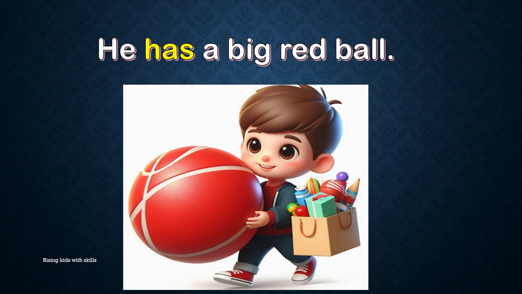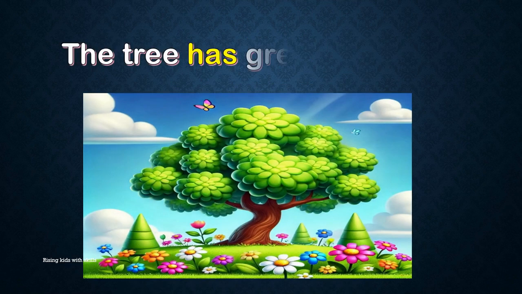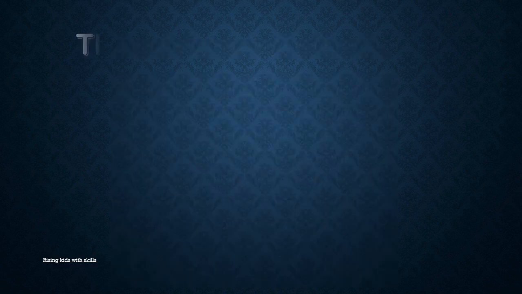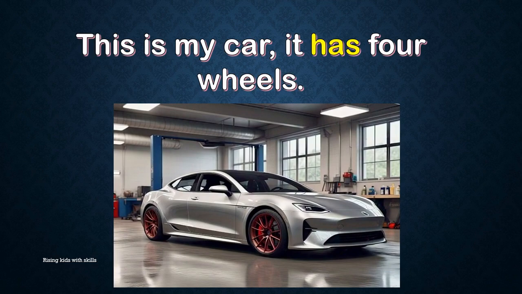He has a big red ball. The tree has green leaves. Jack has a football. This is my car. It has 4 wheels.